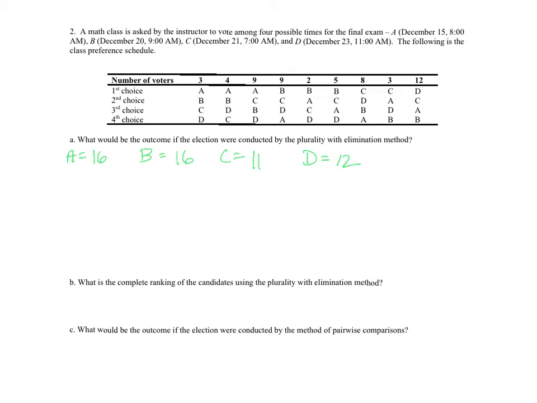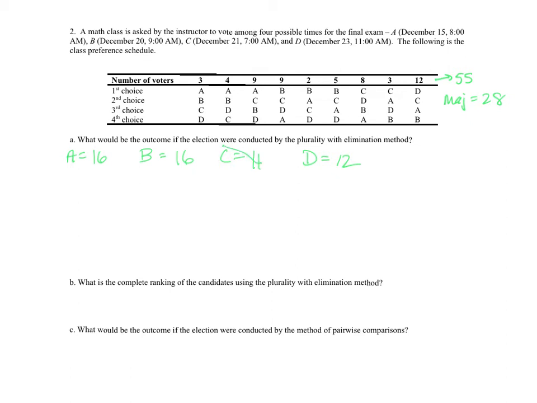Okay, does anyone have a majority? We need to add up all the votes. So there's 16 plus 16 is 32, plus 11 is 43, plus 12 is 55 voters. There's a total of 55 voters. So a majority would be more than half. So divide by 2, which is 27.5, which means a majority would be 28. Does anyone have 28 or more votes here? No. So we eliminate the candidate in last place.